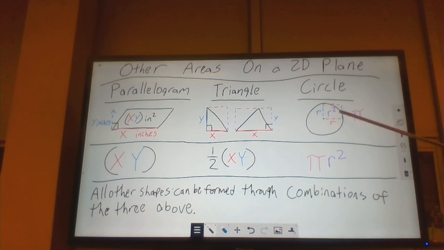If we take that square area and we multiply it by pi, which is kind of like the magic number when it comes to circles, then we get the area of the circle. So the formula is simply pi times the radius squared.